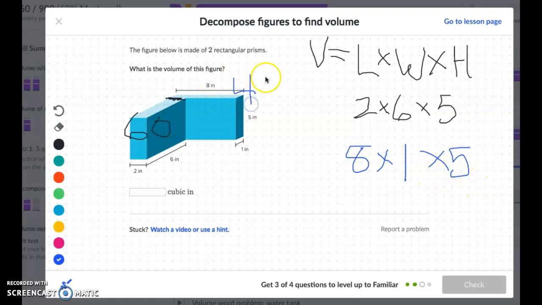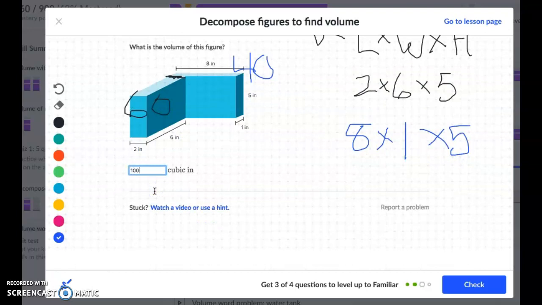So to find the entire volume, I have to add this figure to this figure. 60 plus 40 is 100 cubic inches.